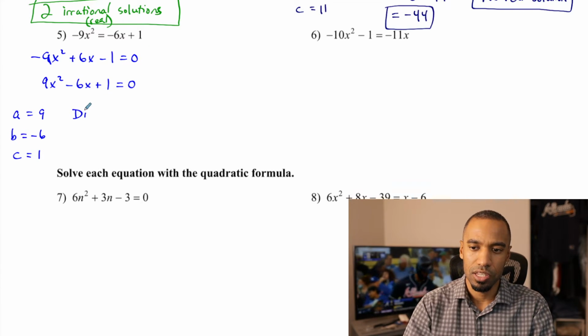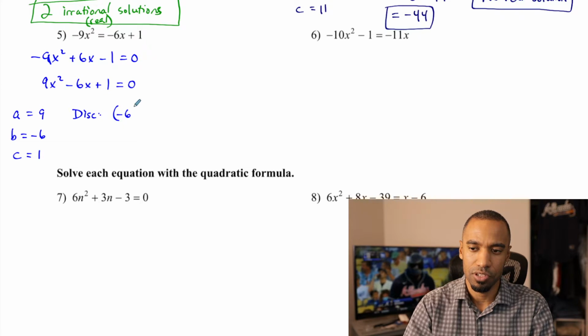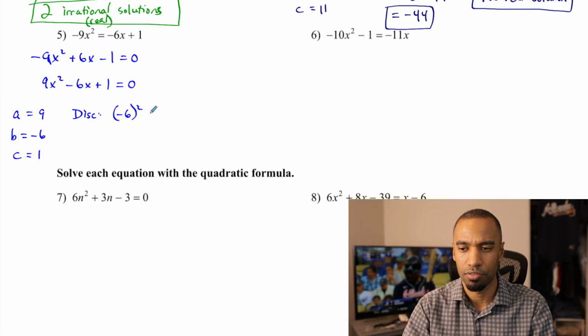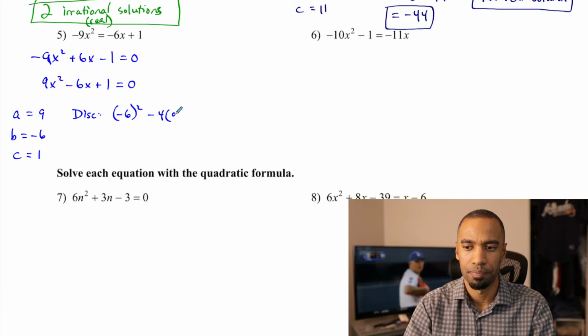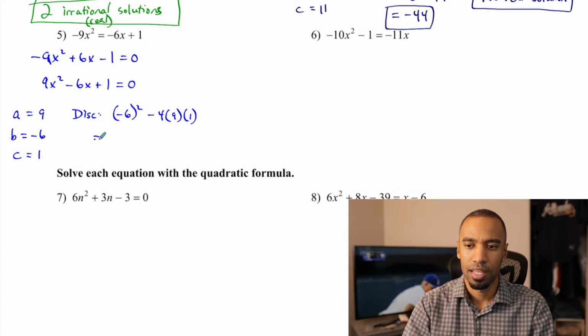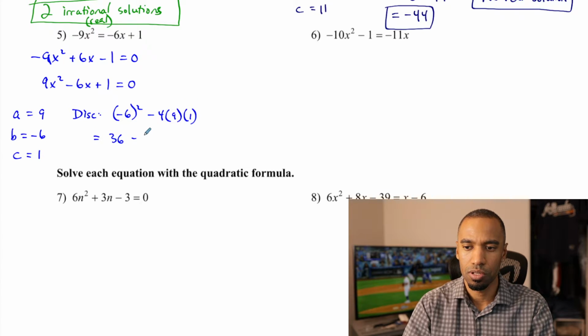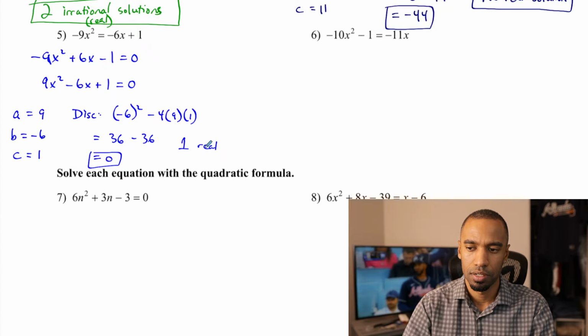Now, negative 6 in the discriminant, when I square a negative 6, it looks like it'll turn positive. Don't forget that. Put it in parentheses to be sure. Minus 4ac here. That's going to be a positive 36 minus, looks like a 36, so we're getting 0 another time there. And that's 1. That's one real rational solution.